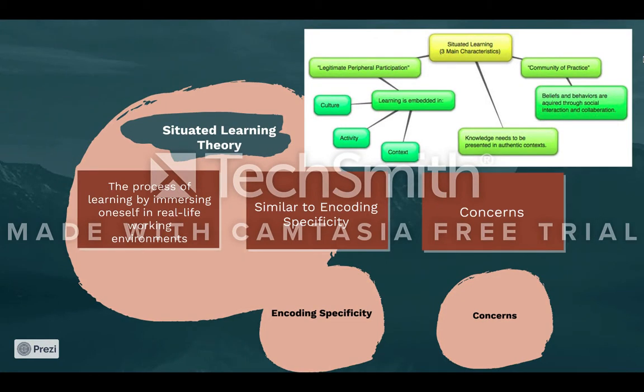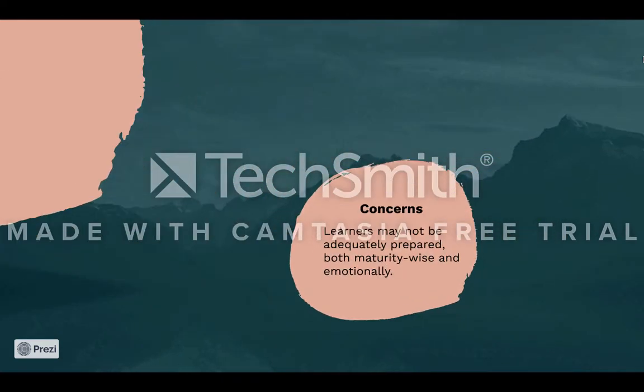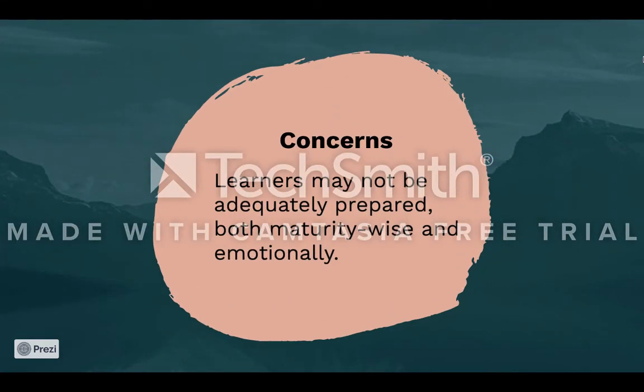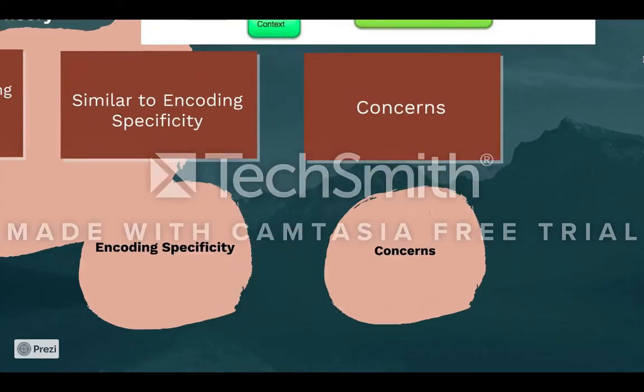While this seems like a very good learning theory to discuss in terms of military training, there are some concerns that Driscoll noted. Learners, first of all, may not be adequately prepared. This is very important both maturity-wise and emotionally. Dealing with community members, it's important that anybody who is going through that type of learning or training needs to be ready for it emotionally and maturity-wise.